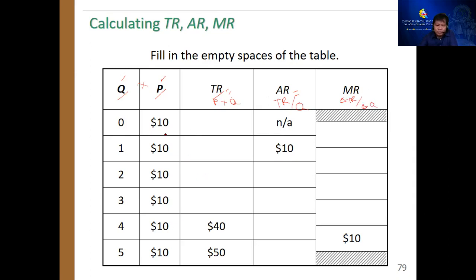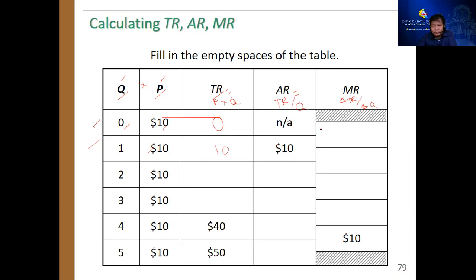Okay, in this particular example, take the first row. Nothing is sold, even if the price is 10, so the total revenue here is zero. Then the average revenue is not applicable. In the second row, the price is still 10 and the quantity sold is one, so the total revenue is of course 10, 1 times 10. Then the average revenue is total revenue, 10, divided by 1, which is also 10.